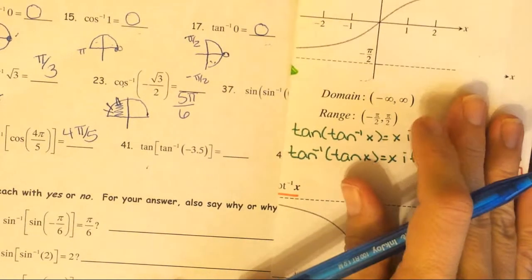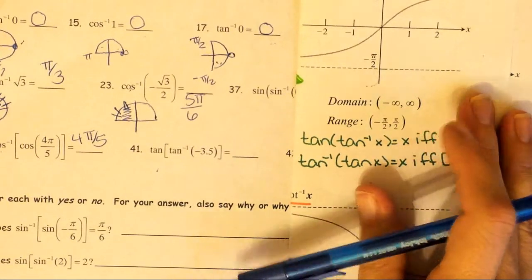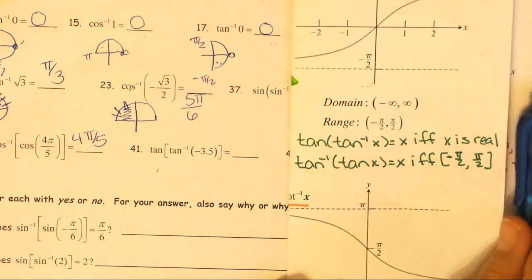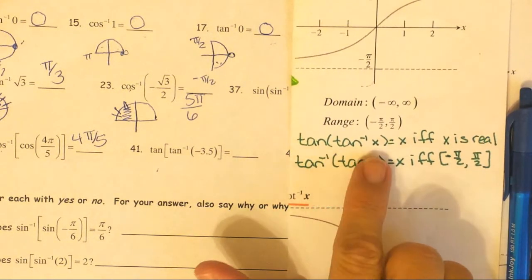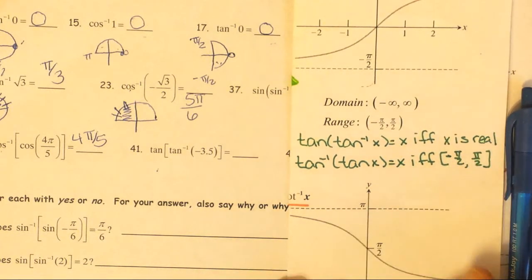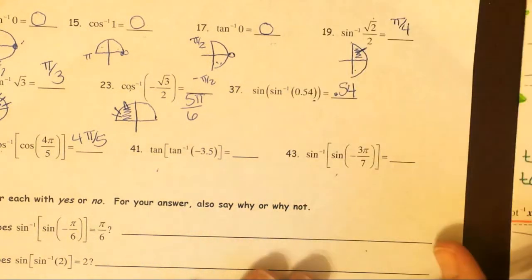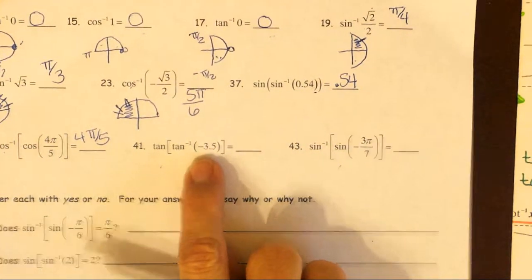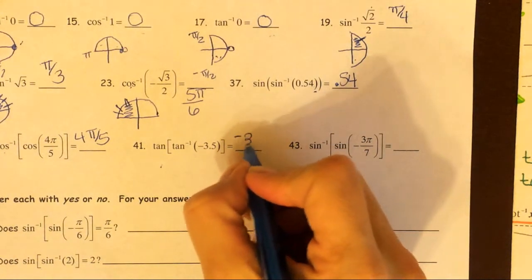Number 41 is a tangent problem. I'm going to go find my tangent rules. They're right here. And it says tan inverse. So I'm looking at this first rule. And it says it's going to be x if x is a real number. Well, it's a real number unless it has an i for imaginary. So -3.5 is real. So my answer is -3.5.